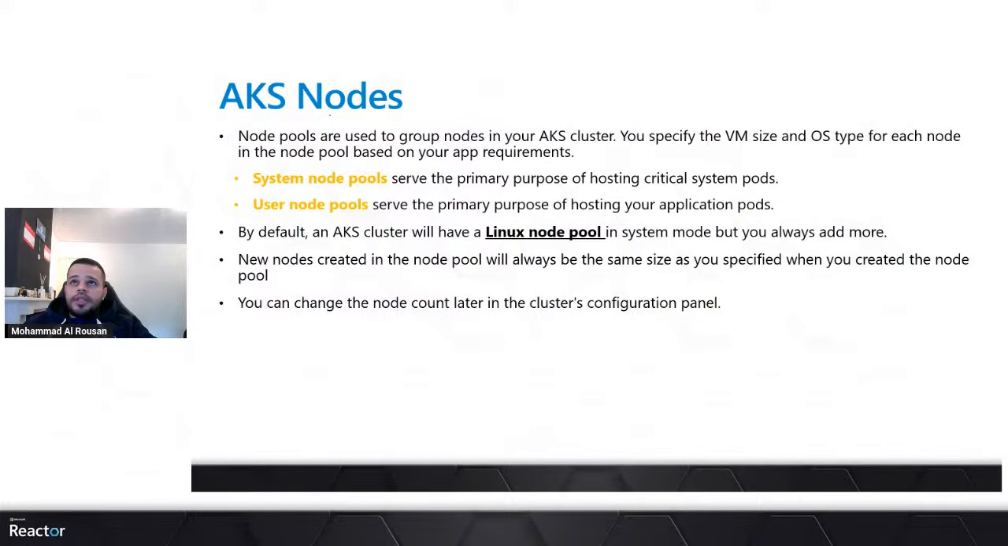So AKS is cluster based, as we said before. Master node is managed by Microsoft, but we also have in AKS two types of node pools: the system node pools and user node pools. The main purpose of system node pools is to host critical system pods like DNS, monitoring, metrics, and so on, while user node pools host your application. So critical or system pods will be in system, your workload will be in user.